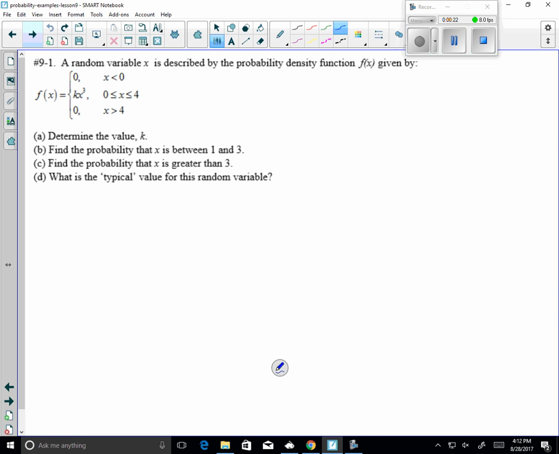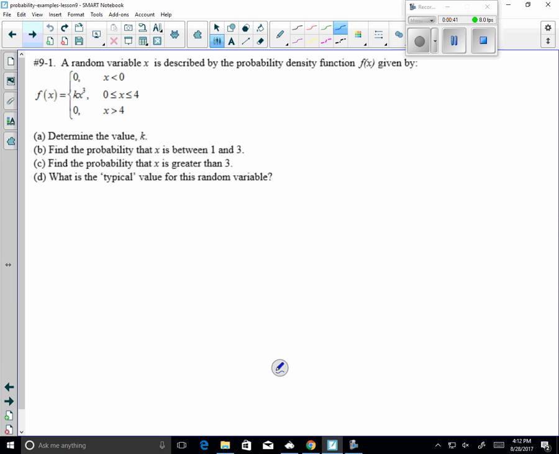Okay, so this first problem says a random variable x is described by the probability density function f of x, which is given by this. Basically, it's kx cubed, but we're only supposed to use it between 0 and 4. The probability is 0 for anything below 0, and the probability is 0 for anything greater than 4.